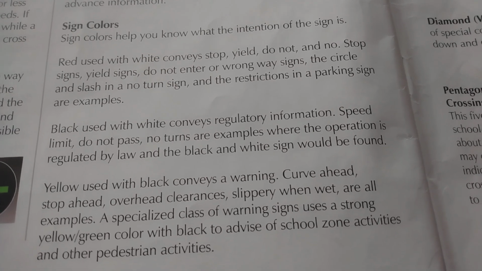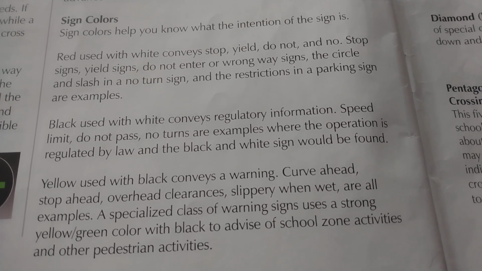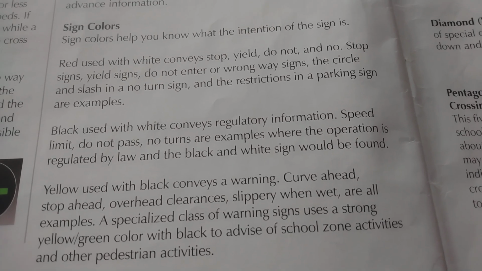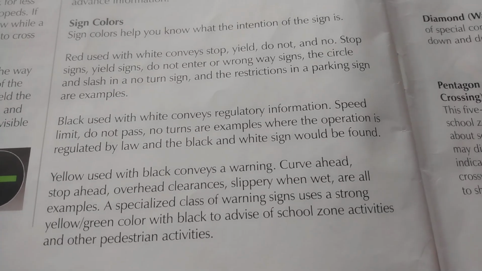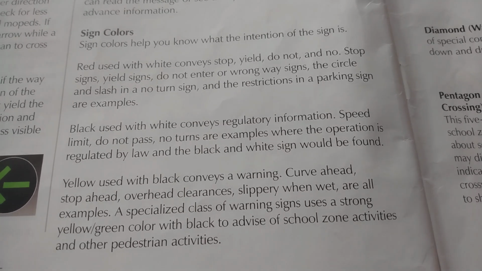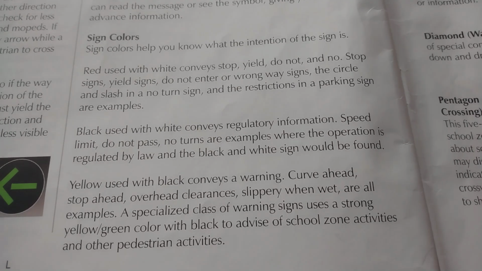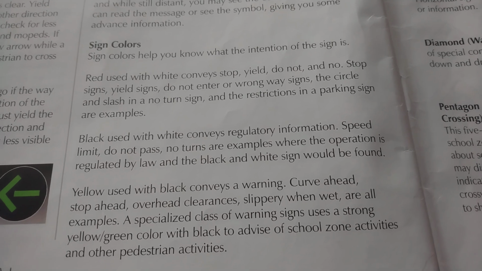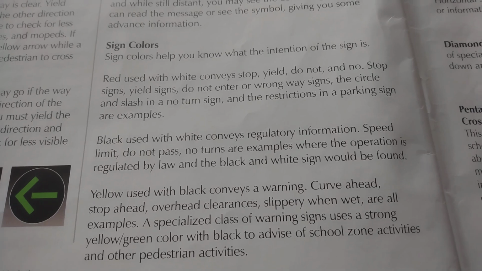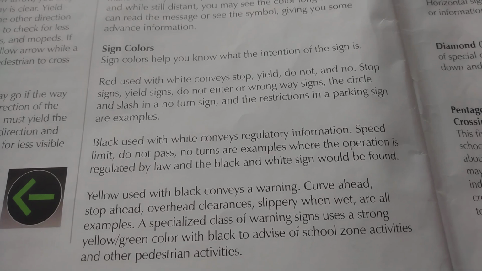Black, used with white, conveys regulatory information. A speed limit, do not pass, and no turns are examples where the operation is regulated by law and the black and white sign will be found. Yellow, used with black, conveys a warning. Curve ahead, stop ahead, overhead clearance, and slippery when wet are all examples. A specialized class of warning signs uses a strong yellow-green color with black to advise of school zone activities and other pedestrian activities.